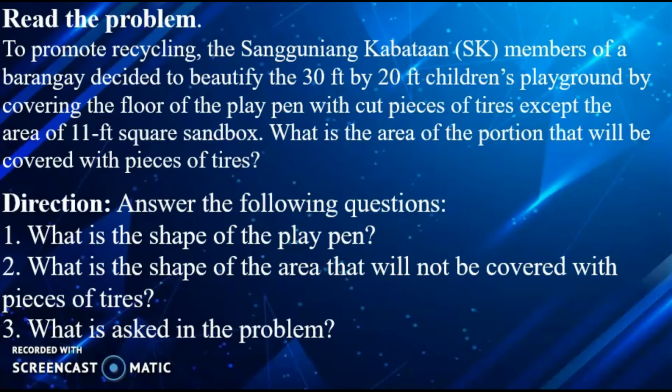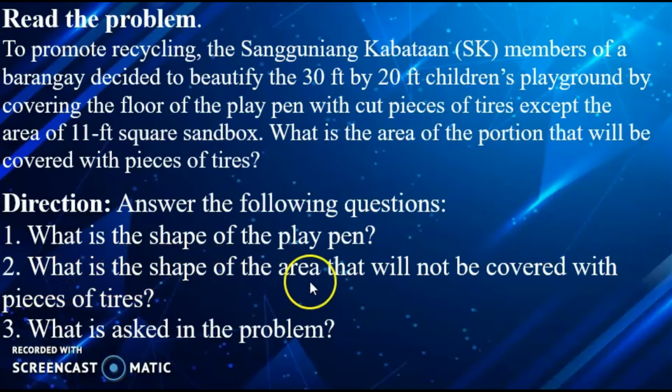What is the shape of the playpen? Okay, so the shape of the playpen, kasi idodrawing ninyo yung problem, dapat alam ninyo yung itsura ng playpen. So the shape of the playpen is a rectangle. Why? Because of the size, 30 feet by 20 feet. So yung 30 feet, that will be the length, and the 20 feet, that will be the width. So yun yung shape ng playpen, rectangle.